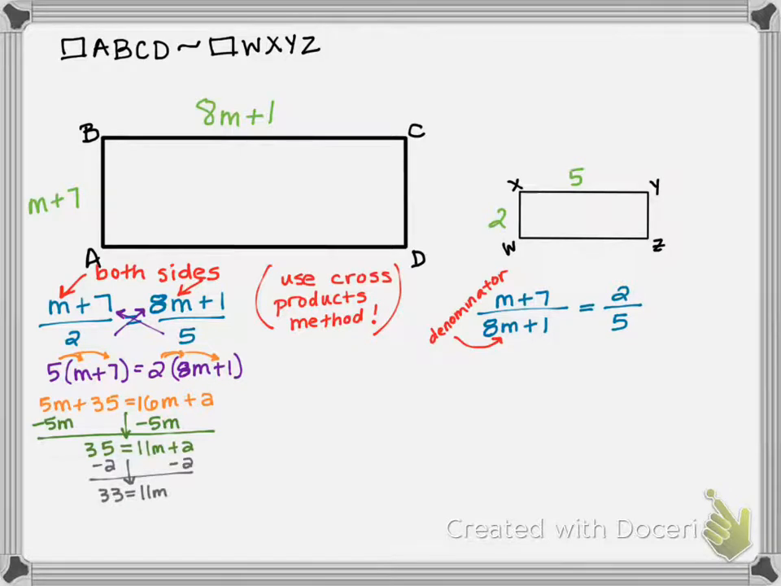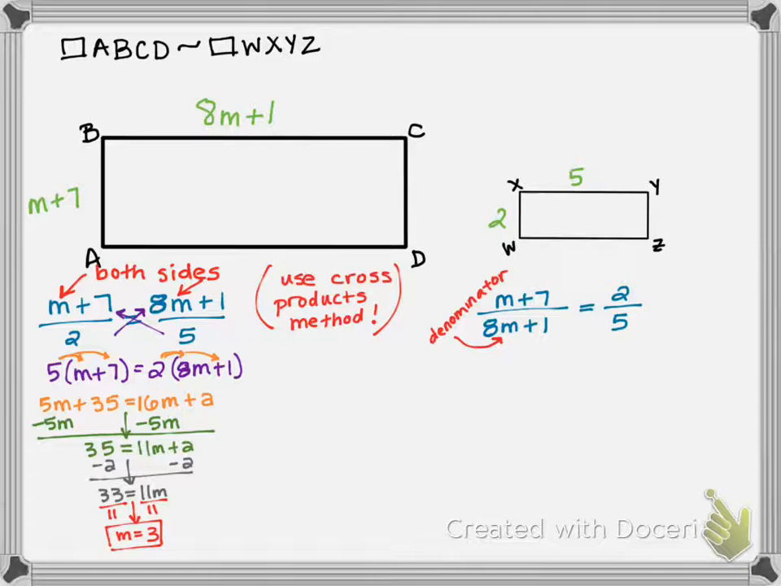I subtract 2 from both sides to get 33 equals 11m. And then I divide by 11 to see that m equals 3. And I've finished the problem. So if it had said solve for m, I'd be able to figure out that m was 3.